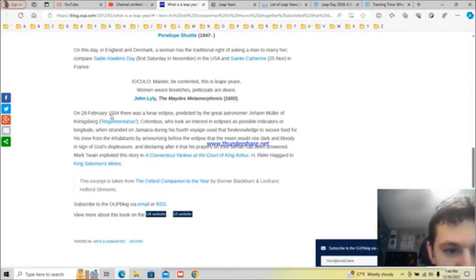On 29th of February 1504, there was a lunar eclipse predicted. The great astronomer Johannes Müller of Königsberg, Regiomontanus, whose tables of eclipses were used as indicators of longitude, was read by Columbus, who was stranded on Jamaica during his fourth voyage. He used foreknowledge to secure food for his crew from the inhabitants by announcing before the eclipse that the moon would rise dark, bloody, the sign of God's displeasure, and declaring after, that its prayers on his behalf had been answered. Mark Twain used this story in A Connecticut Yankee in King Arthur's Court.